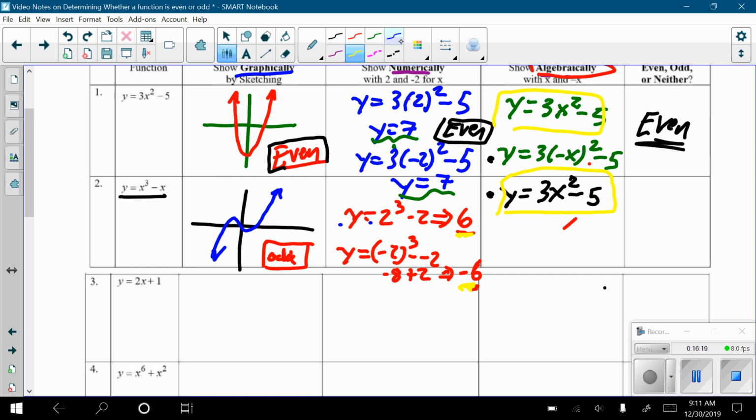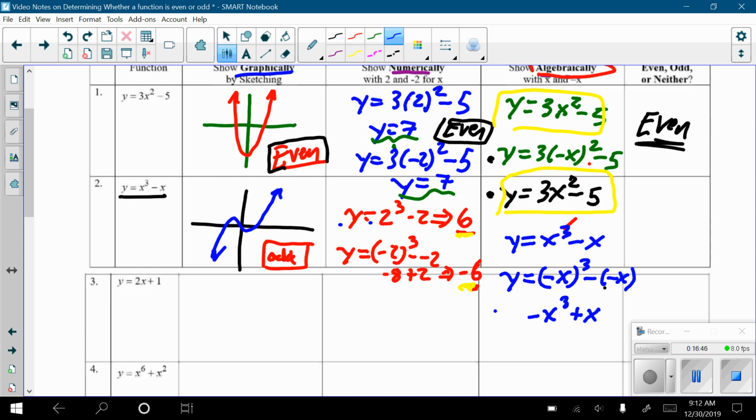Algebraically, we got to be careful here. Okay. So we're going to see what we get when we just plug in x. Well, that's just the same thing. Okay. And now let's plug in negative x. Let's be careful here. So negative x cubed minus negative x. Let's simplify. A negative to a third power is still negative. You guys know that. Opposite of negative x is plus x.